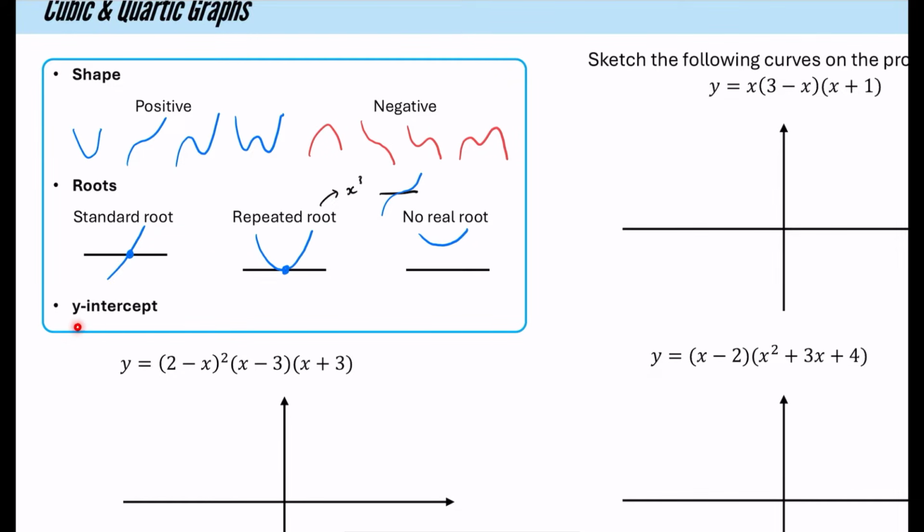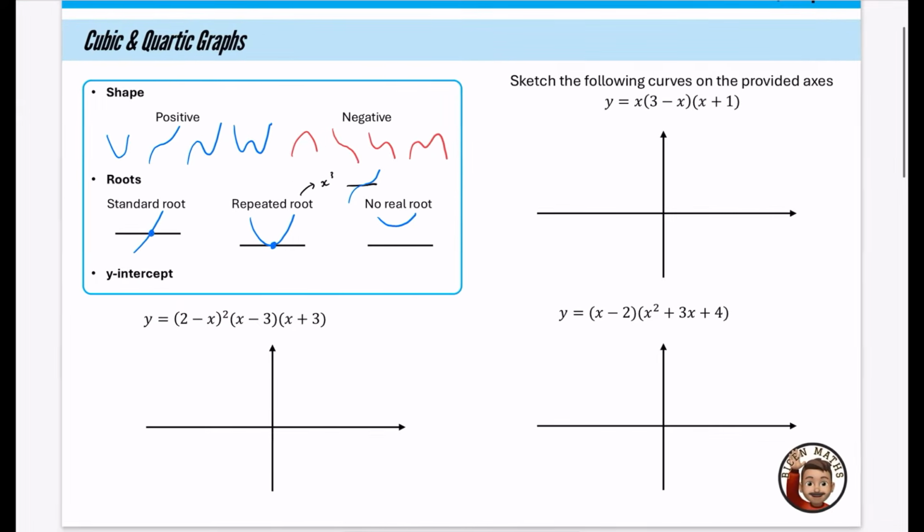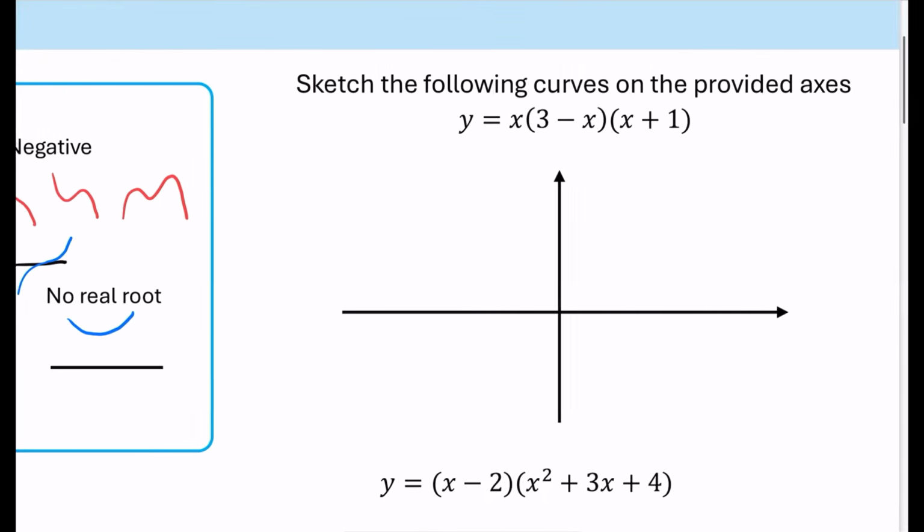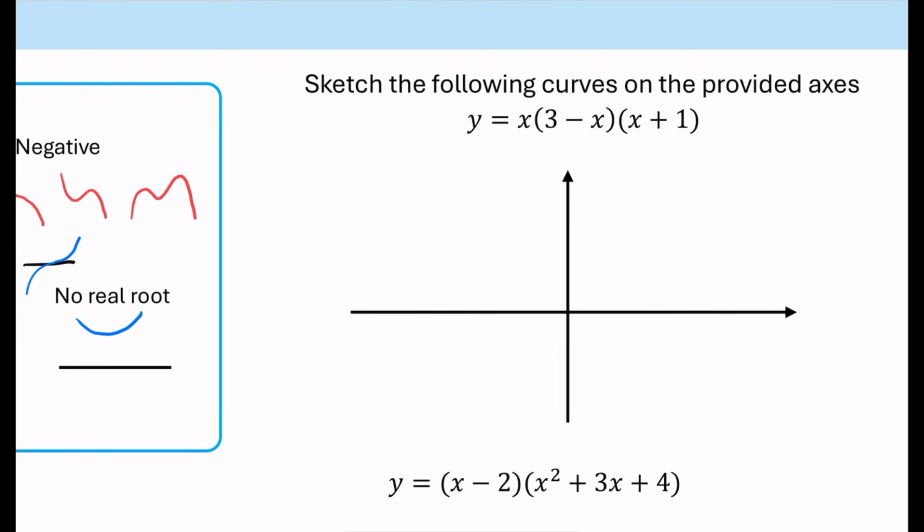And I've put y-intercept here because if we do know the y-intercept, we want to indicate what it is. The question says, sketch the following curves on the provided axes. We've got this one, and this one here. You want to do a lot of practice of these so you really know what you're doing. For this one, we have a cubic because we've got an x, an x, and an x. This is a positive, and a negative, so it is going to be a negative cubic, which means it's going to be this kind of shape in general, starting at the top left, going to the bottom right.